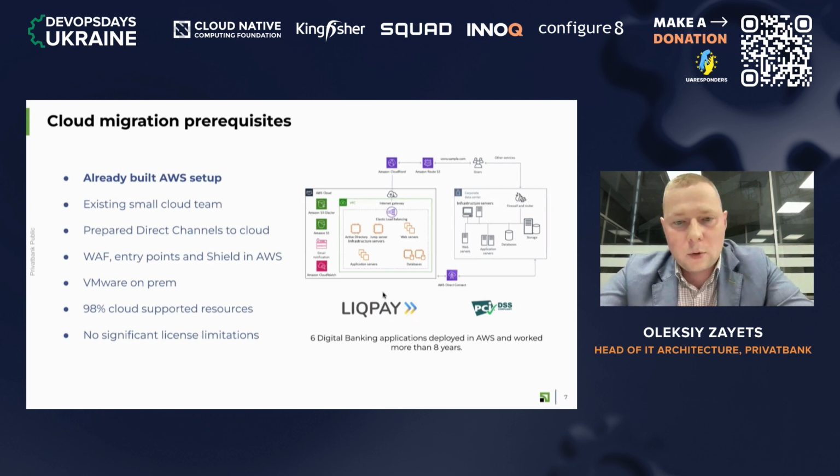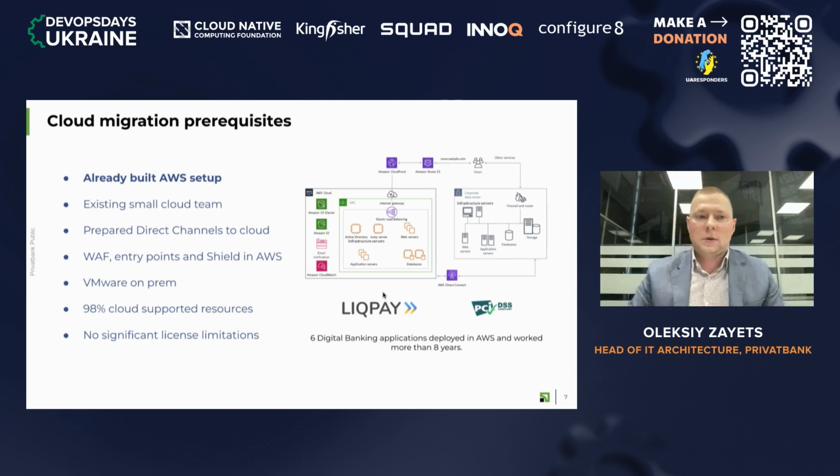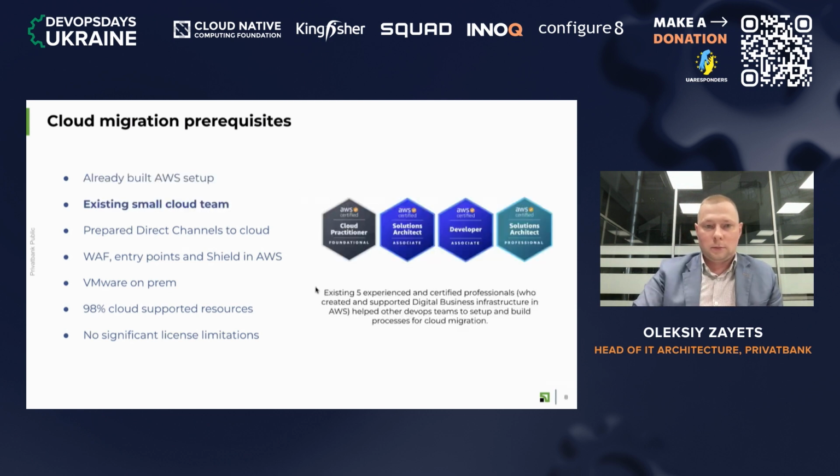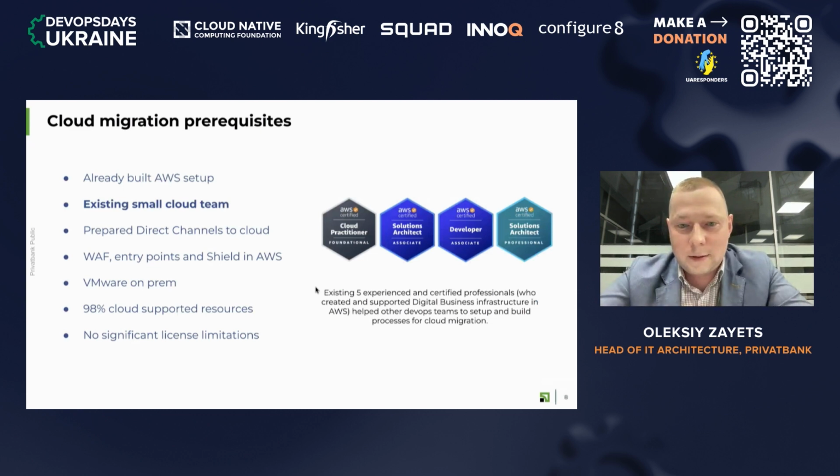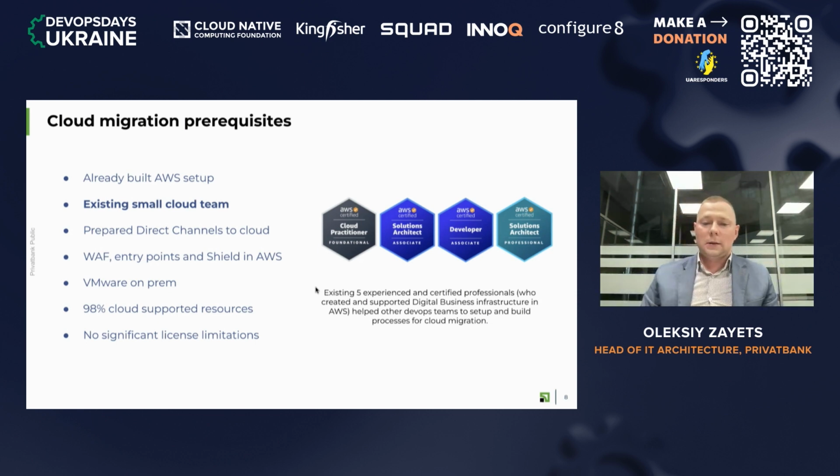Before this project, we already had a small presence in cloud. We previously chose AWS, which is why we continued working with them. We had a small number of digital banking applications on AWS cloud, so we already had a small setup and understood how it works. We also had a small but experienced and certified AWS cloud specialist team. They took leadership of the whole migration project and helped our other DevOps to plan and solve issues with migration.